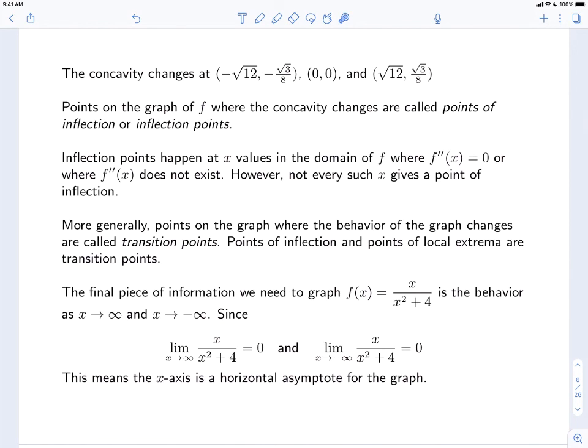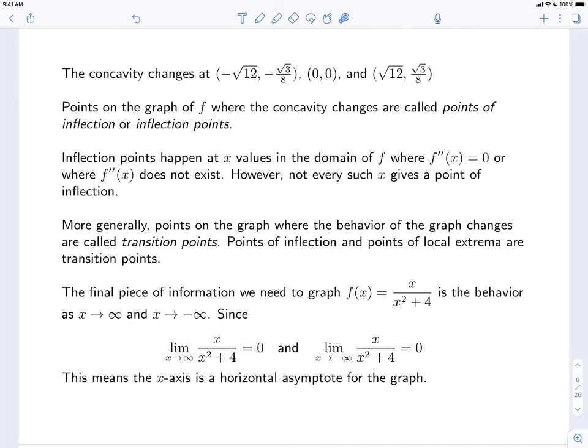So the concavity changes at these 3 points, and as I mentioned, these places where the graph changes concavity are called points of inflection or inflection points. Inflection points happen at x values in the domain of f, where f double prime equals 0, or where the second derivative doesn't exist. But as usual, not every such x gives a point of inflection.